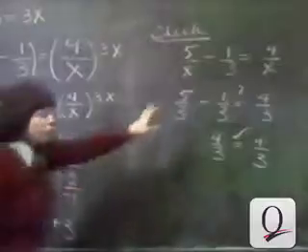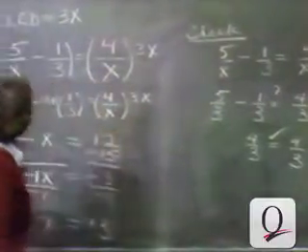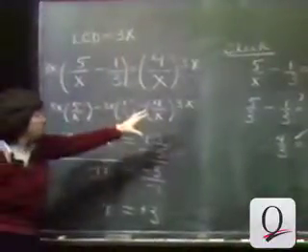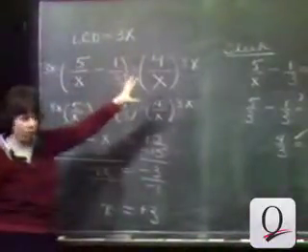Always go back to the original equation, not the equation that you get after you've multiplied through by the LCD, or the lowest common denominator. Go back to the original equation in the problem.